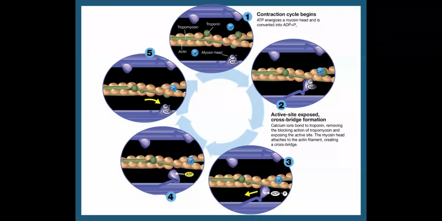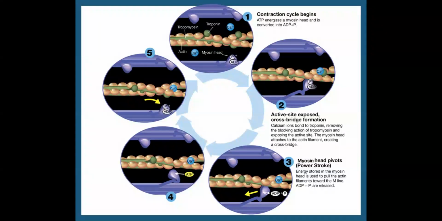In step 2, the active site is exposed, and there's this thing called a cross bridge formation. So basically, calcium ions bond to troponin, and this removes the blocking action of tropomyosin and exposes the active site. The myosin head attaches to the actin filament, and this creates a cross bridge.